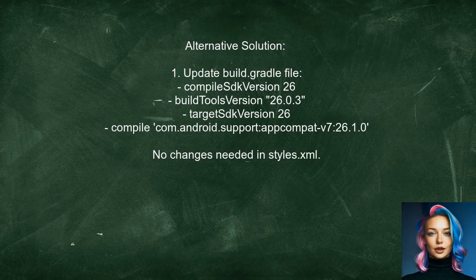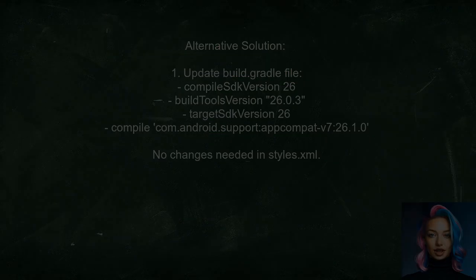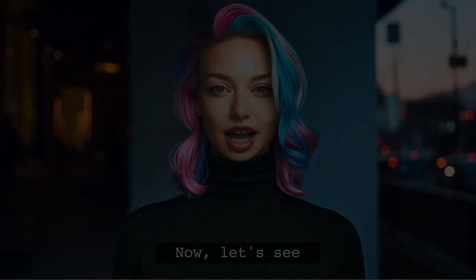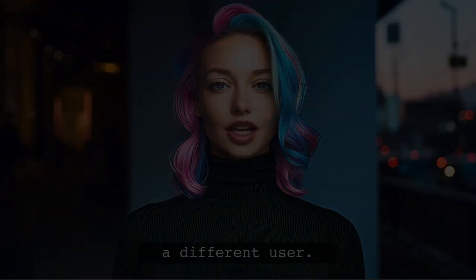An alternative solution from another user suggests checking your app's build.gradle file. They found that updating the compile SDK version, build tools version, and target SDK version to version 26 resolved the render error. They also updated the app compat dependency to version 26.1.0. The user chose not to change the app theme parent style from Theme.AppCompat.Lite to Base.Theme.AppCompat.Lite, noting that Google has moved the theme API to a more root package in the upgrade.